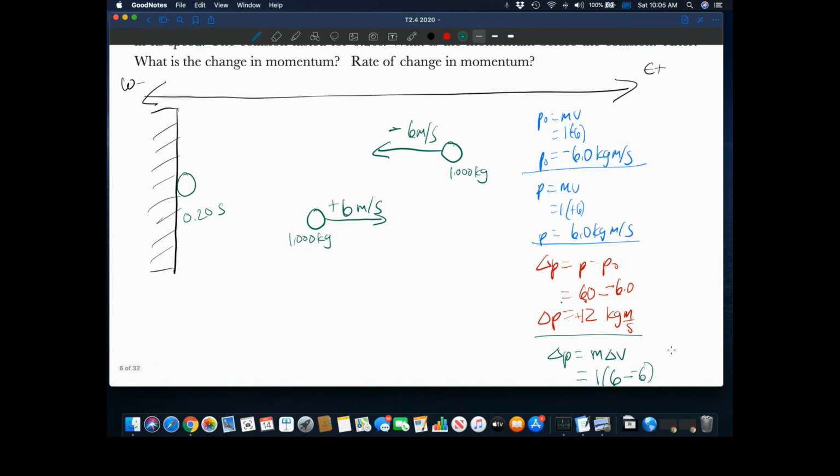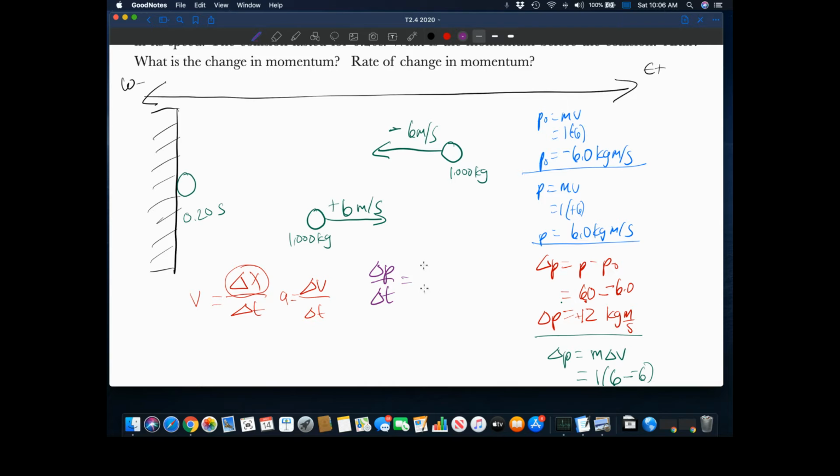And then the next question is, what is the rate of change in momentum? Well, the rate of change of anything is just that thing divided by time. So the rate of change of position, delta x, is delta x over delta t, and that has a name, velocity. The rate of change of velocity is that thing over time, and we know that's a quantity of acceleration. Well, the rate of change in momentum, delta p over delta t, is simply going to be that quantity. The rate of change of momentum is delta p over delta t.